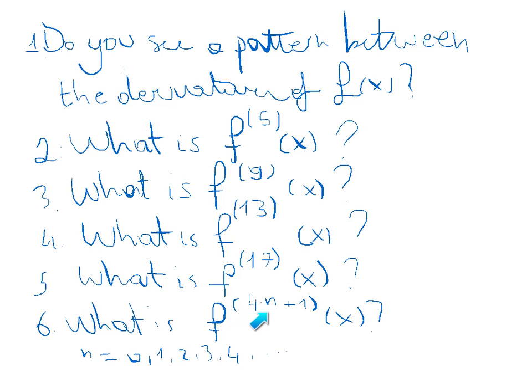I can just say 4n plus 1, where n is 0, 1, 2, 3, or 4. So you see, when n is equal to 0, I get 1. When n is equal to 1, I get 5. n equals 2, I get 9. n equals 3, I get 13. n equals 4, I get 17, etc. So can I predict what this derivative is going to be like? The 4n plus 1 derivative of this function. I think you can. Good luck.